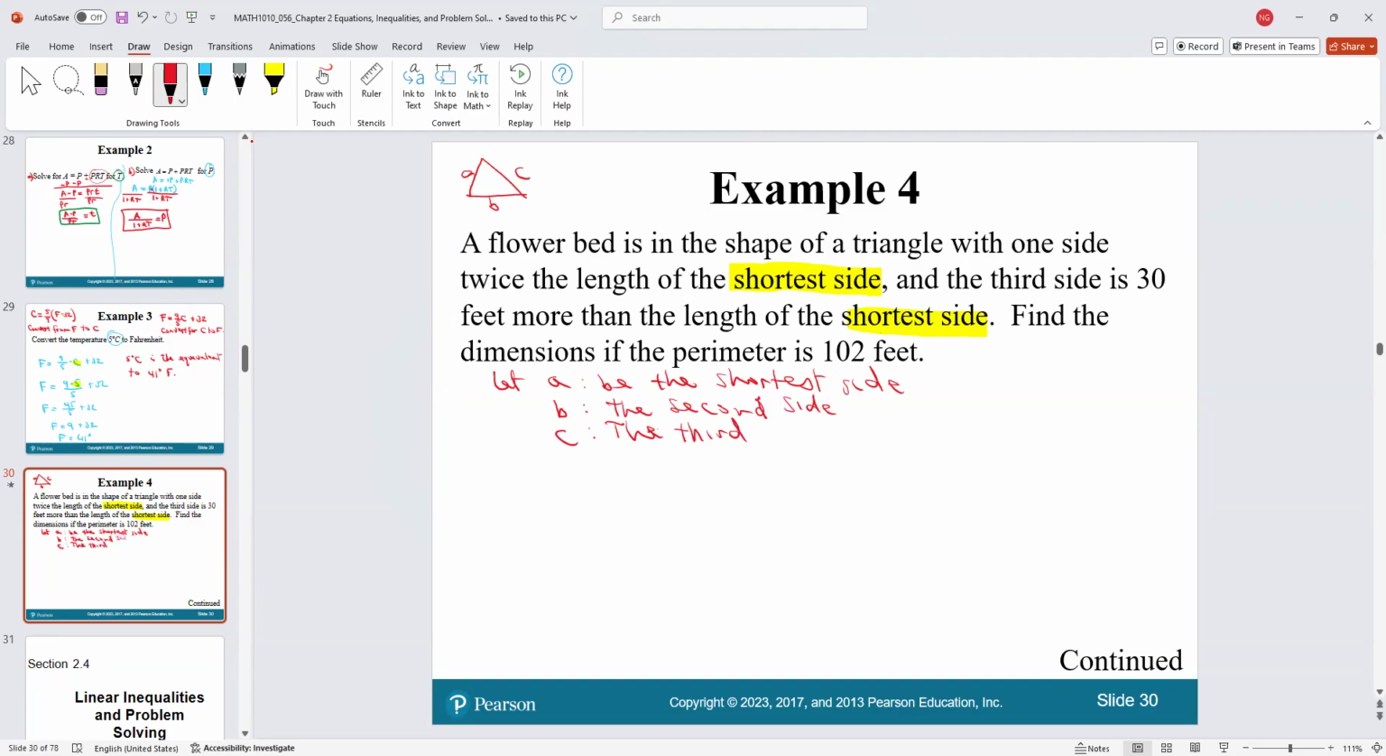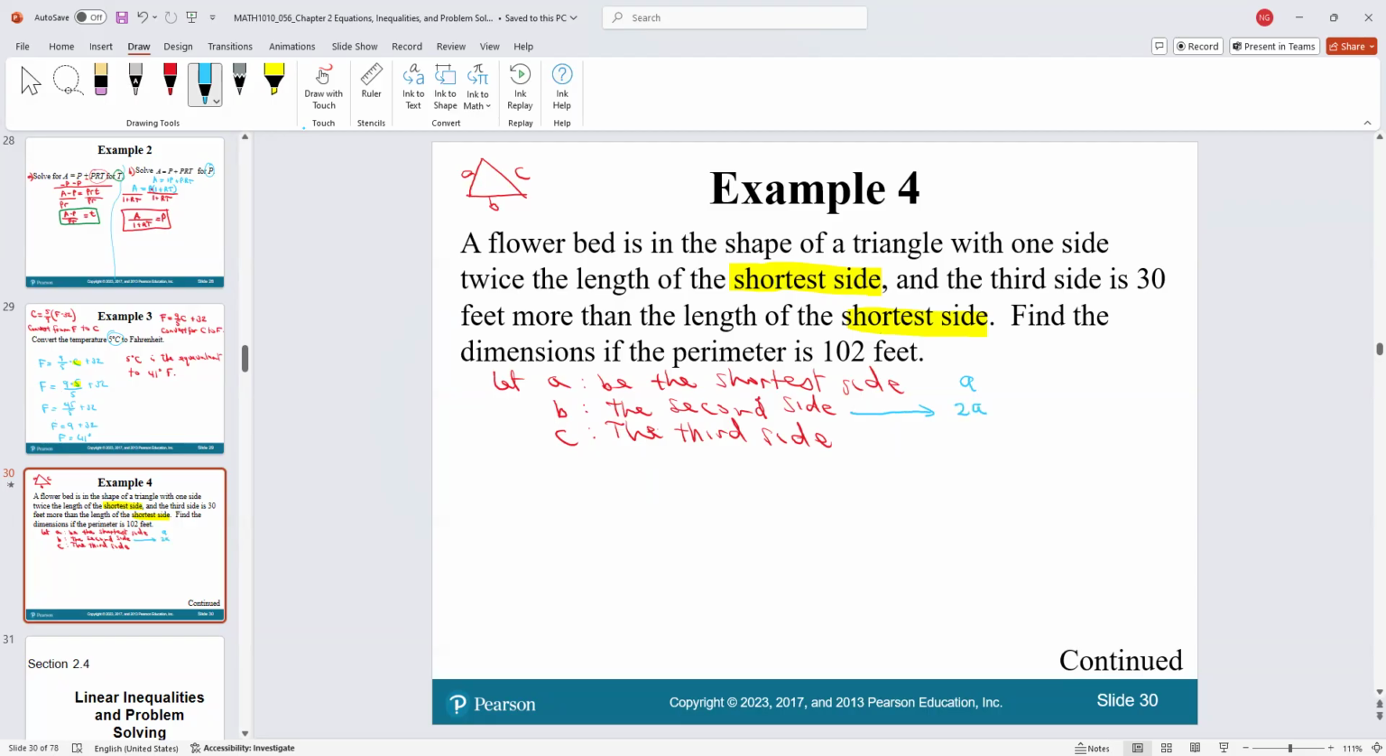Because we have three sides. All right. Now, we said that the first side is A. Now, the second side, a flower bed, is in the shape of a triangle with one side twice the length of the shortest side. Twice means two. So 2 times the shortest side. So that's 2 times A.